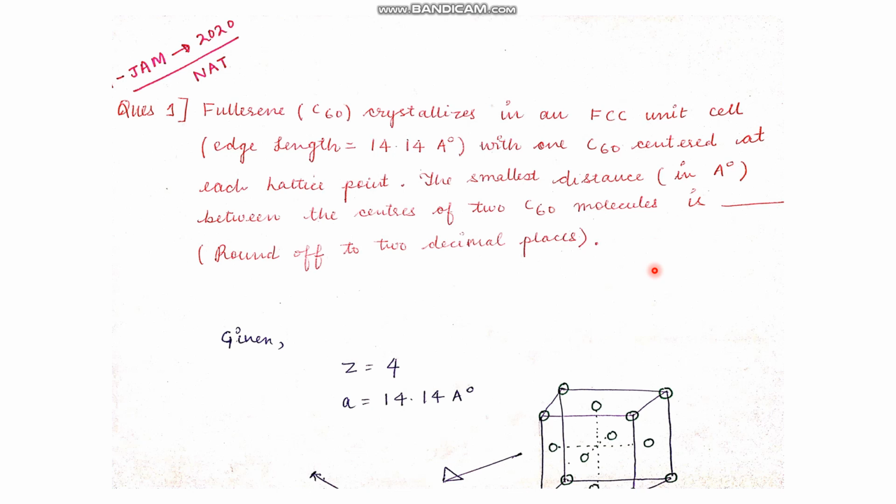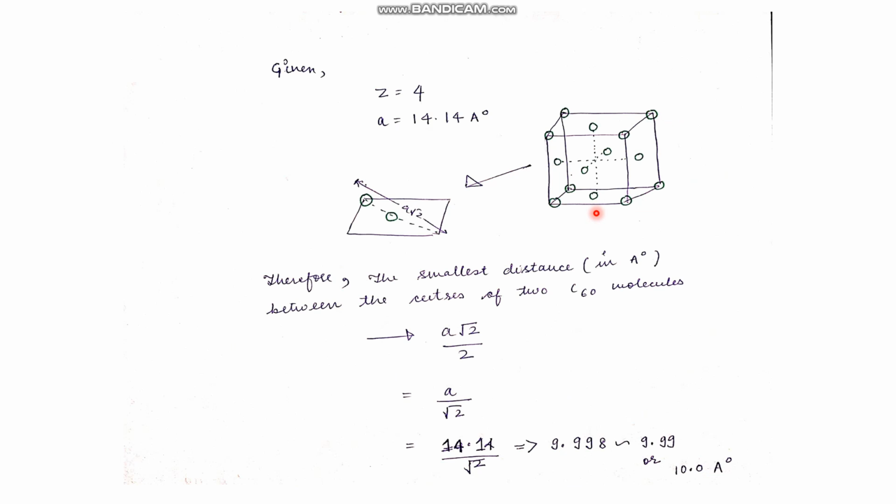So basically the question is saying that there's a C60, which crystallizes in an FCC unit cell, and the value of the edge length is clearly mentioned over here, that is 14.14 angstrom, and you have to find out the smallest distance between the centers of two C60 molecules, right? So all of you know that this is how the FCC unit cell looks.